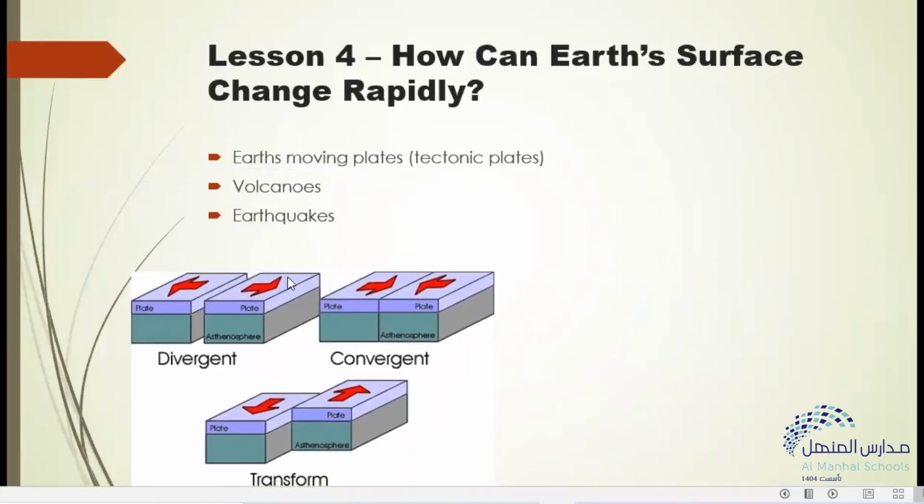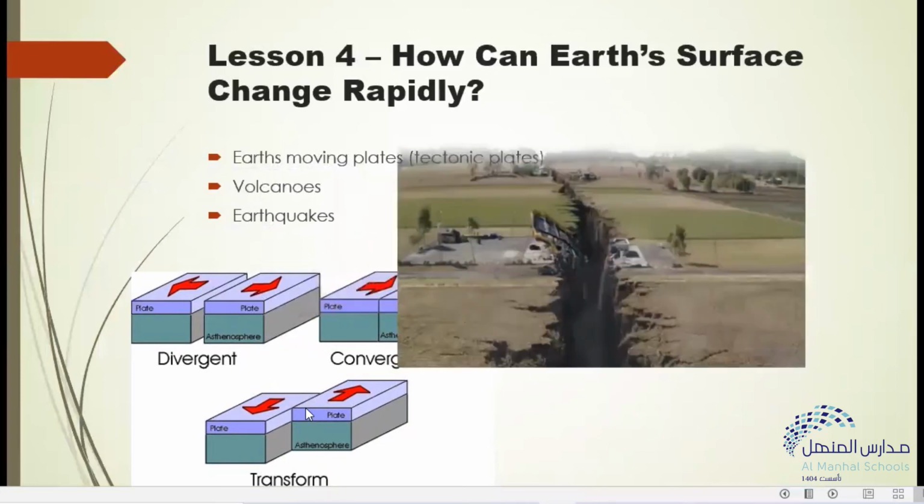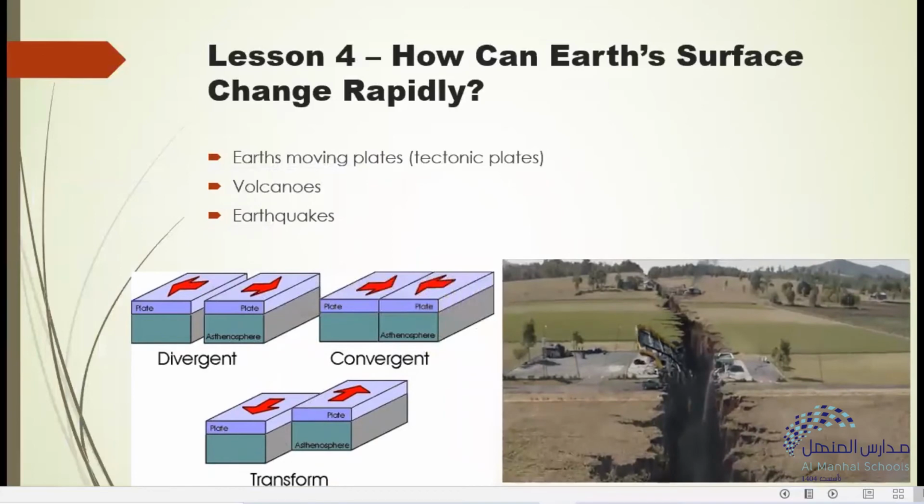These tectonic plates move in 3 different ways. Divergent is moving away from one another. Convergent is when they move towards each other. And transform is when they move by each other. This is just a dramatic picture showing how Earth can split apart.